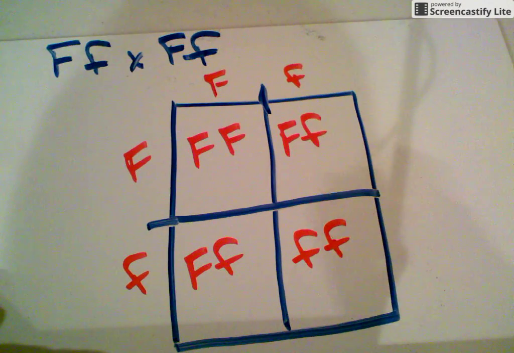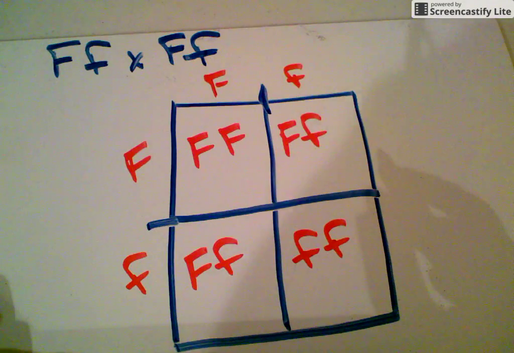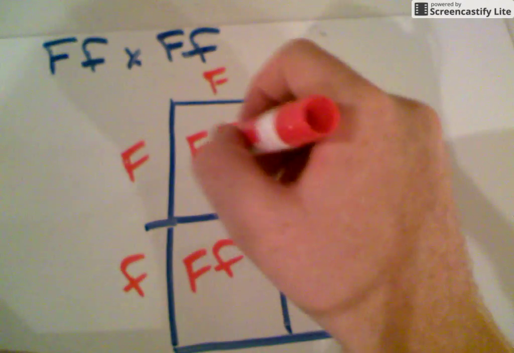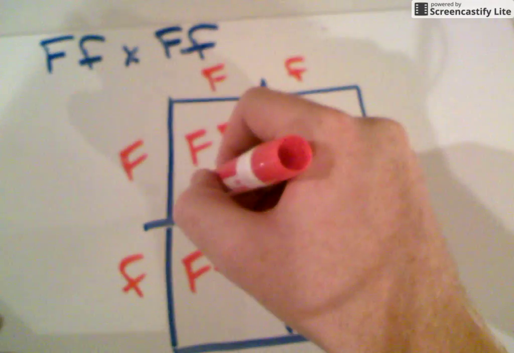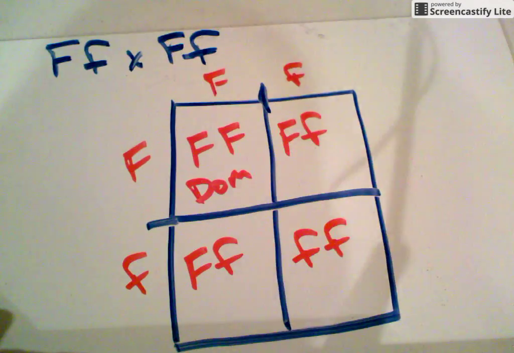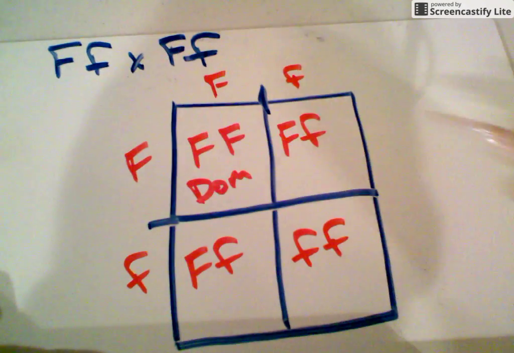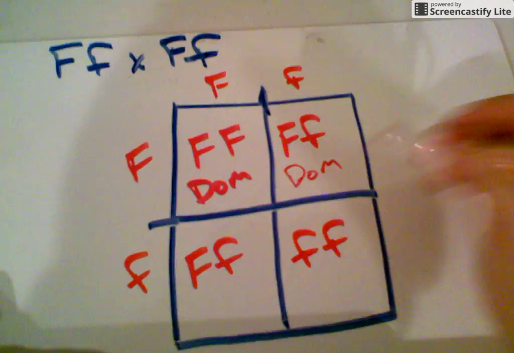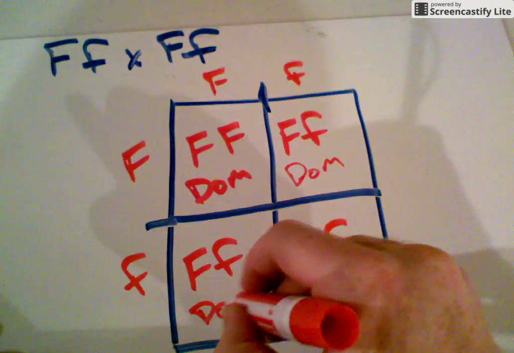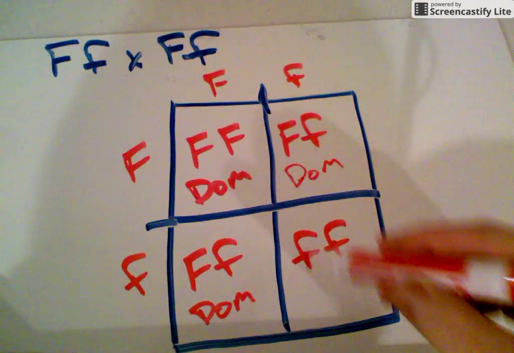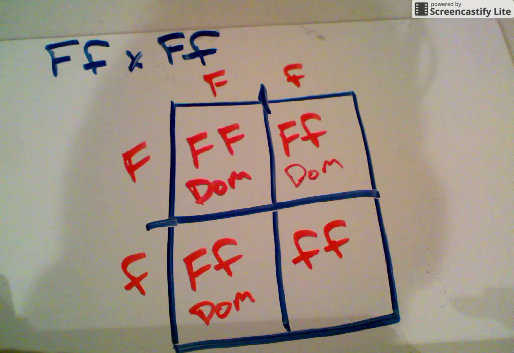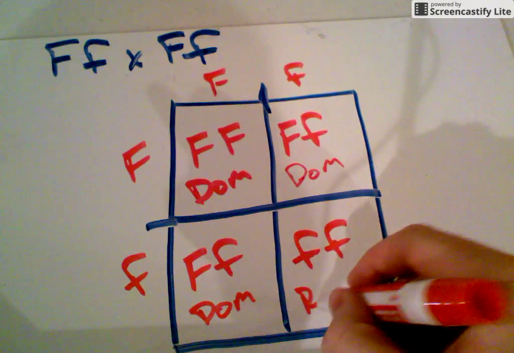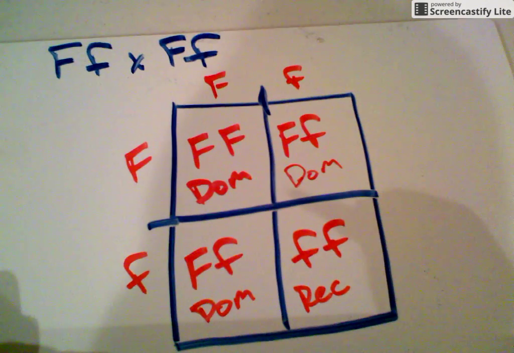Okay, so now we can go back and look at the phenotypes. This individual, or this allele combination would produce a dominant phenotype because it's both dominant alleles. This one would also produce dominant, and this one as well. But then this one, we have both copies of the recessive allele. This is going to produce a recessive individual.